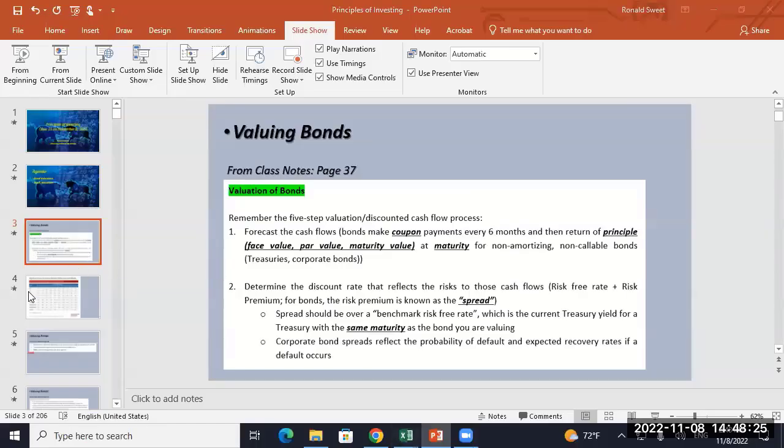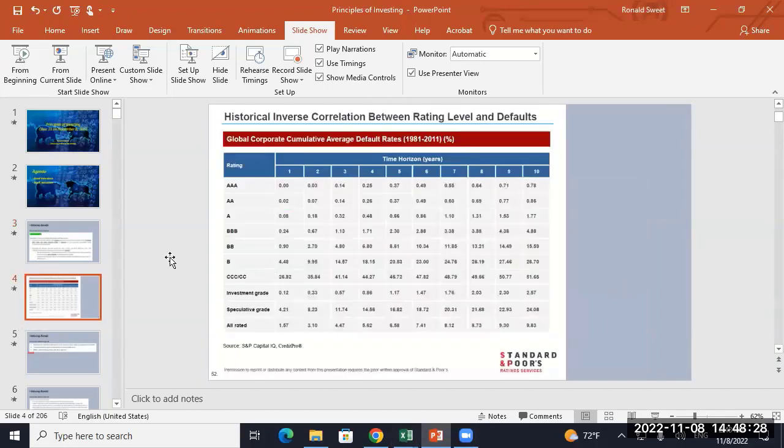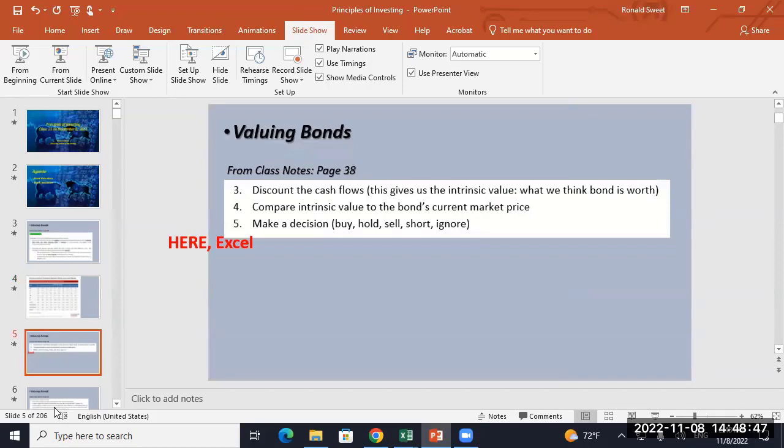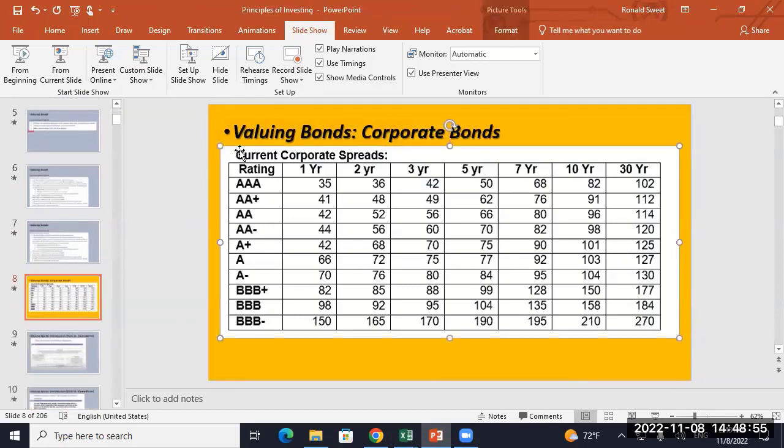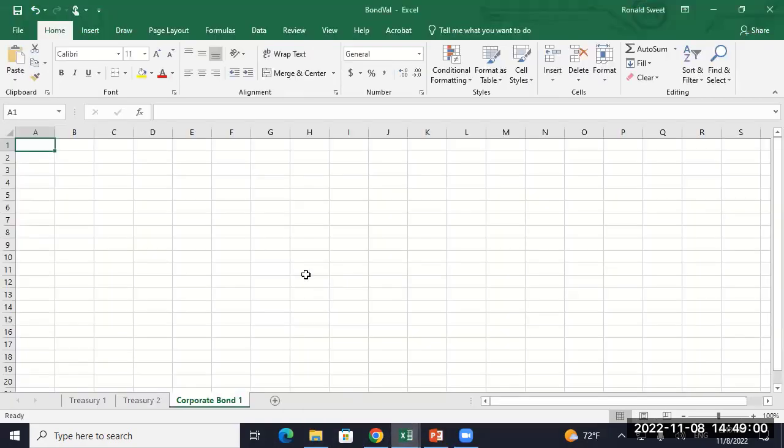So let's do a corporate. Well, let's talk a little bit about it. We talked about this last time. AAA bonds are going to have the narrowest spread, mainly because they have the lowest probability of default. CCC are going to have the highest spread because they have a very, very high probability of default. All right, we did that. So here's the key terms we're going to use. This isn't actually current rates, but I'm going to use this.